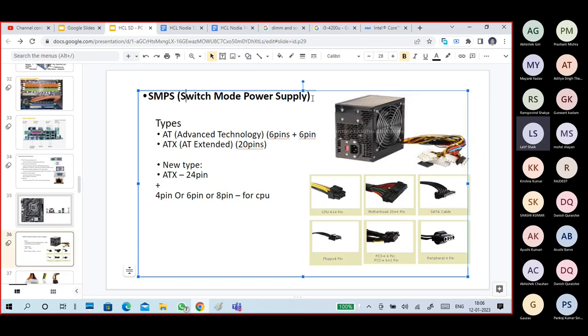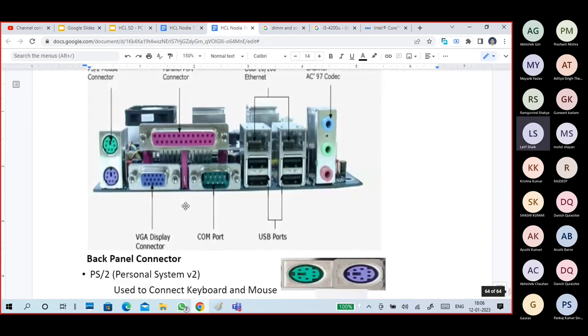Okay, the next one is, guys, SMPS, switch mode power supply.